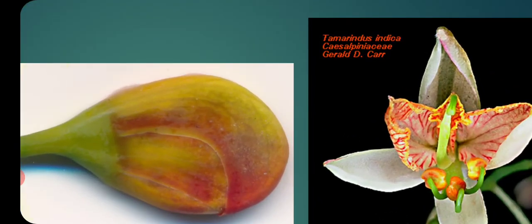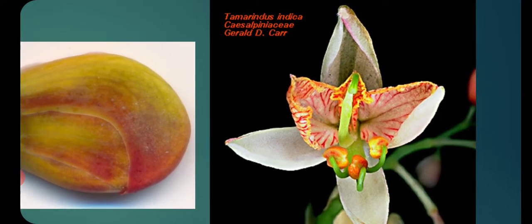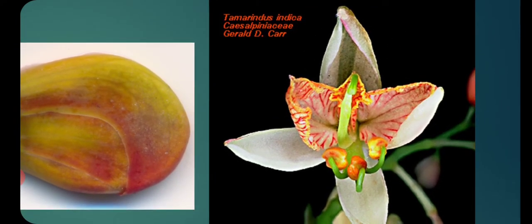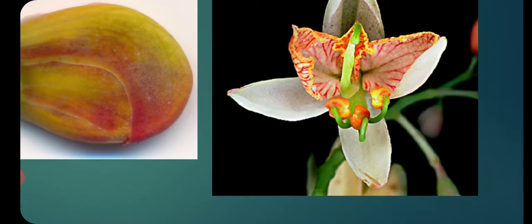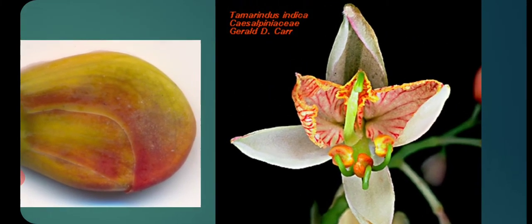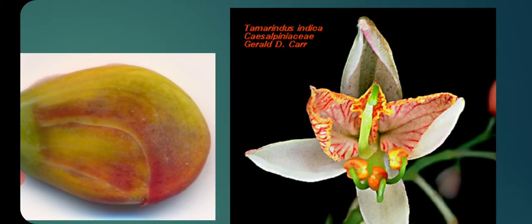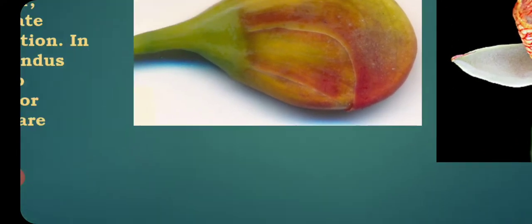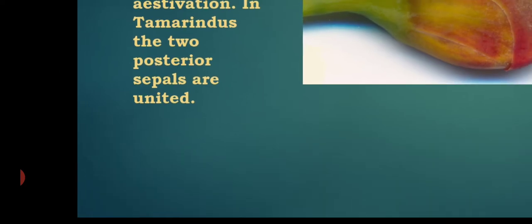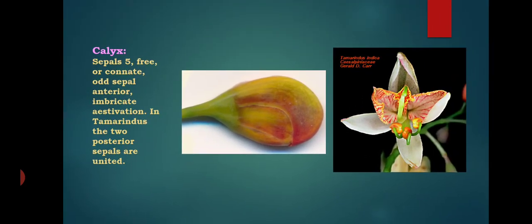Here we can see this is Tamarindus indicus, puliyude poovaanadu. In the background we can see the white colored calyx. Here 1, 2, 3, only it appears as 4 sepals. But this upper one, that is the posterior sepal, that is 2 sepals are united together, so it appears as 4. Clear? So it is written here that posterior sepals are united in Tamarindus flower. Okay, that is the specialty of calyx.